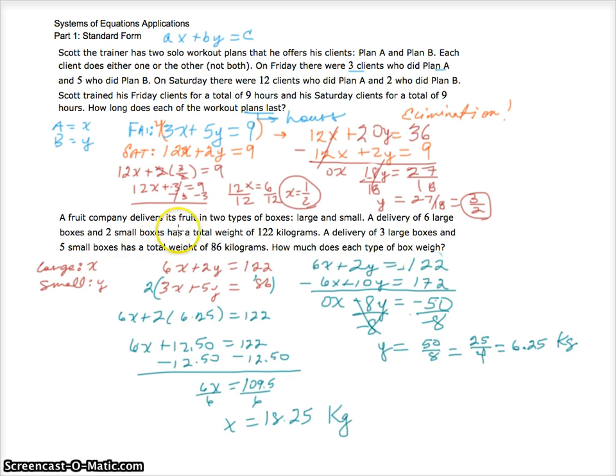So remember to just follow the order that it gives you your information in, and it'll normally always be x plus y equals your total. Set it up, solve it out using elimination or substitution, whichever works best for you. Good luck.